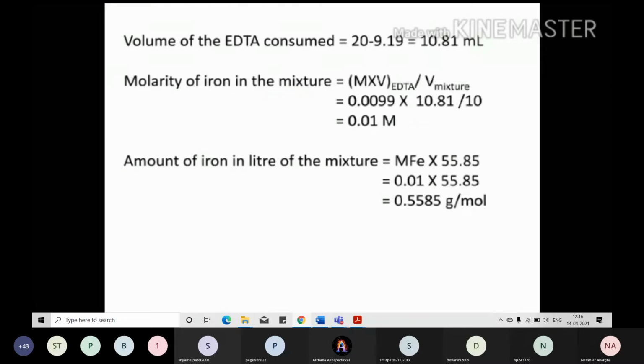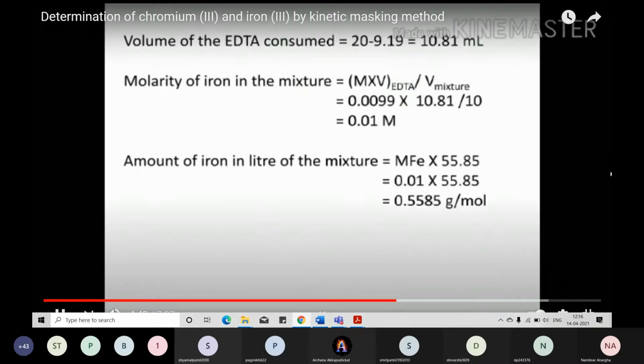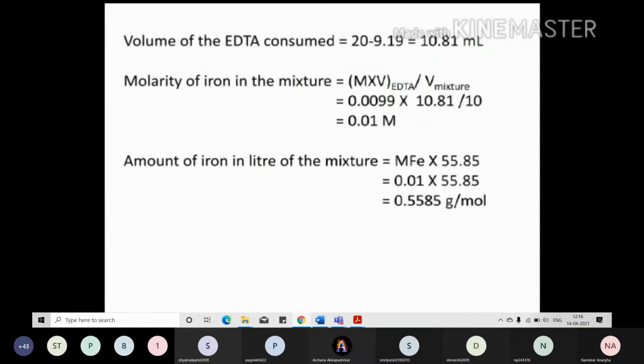Molarity of iron in the mixture is calculated by multiplying the molarity of EDTA with volume of EDTA and dividing the obtained value with volume of metal mixture. Similarly, amount of iron in liter of the mixture solution is calculated by multiplying the molarity of iron with molecular weight of iron.